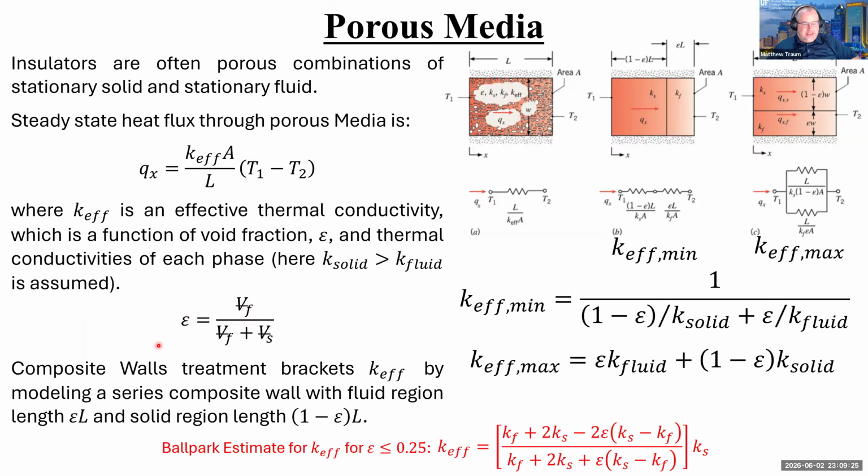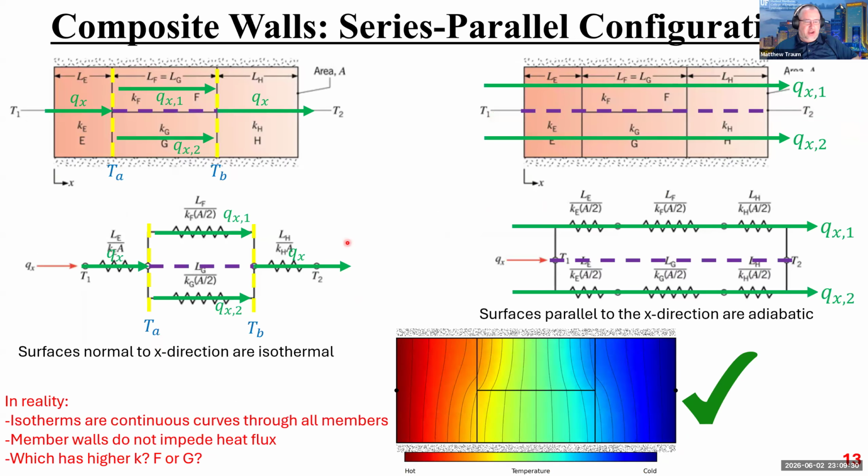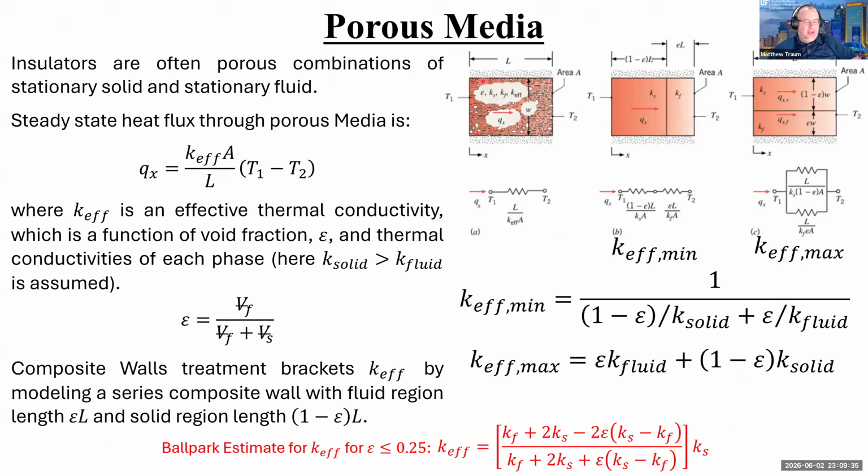And we can play the same game that we played before with these thermal circuits, right? So series parallel heat transfer paths that bracket the actual value of K effective by modeling the porous media as a series or parallel composite wall. So we'll start out by modeling it as a series composite wall with the fluid region length equal to epsilon L, and then the solid region equal to 1 minus epsilon L, right?